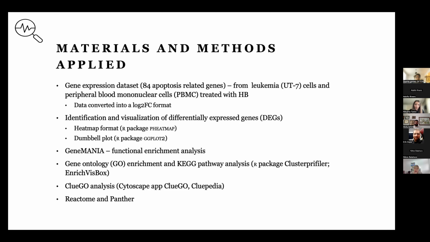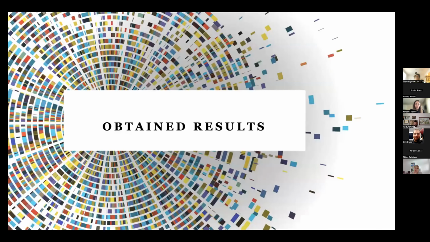The Cytoscape app ClueGO, in combination with CluePedia, was used to analyze and visualize specific clusters of genes to dissect differences between the cell lines in more detail. To support our findings, we also used the databases Reactome and PANTHER for additional results.